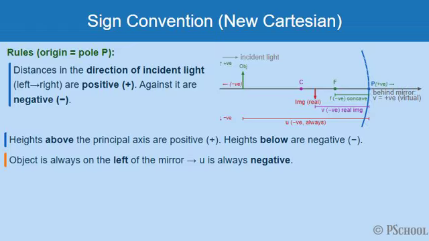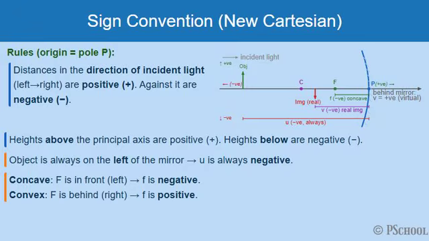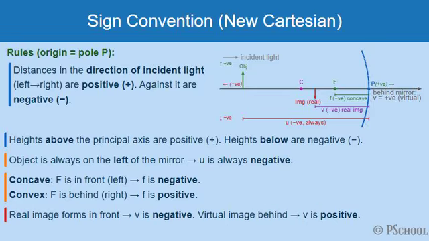So the object distance U is always negative. Concave mirror, the focus F is in front, to the left, so F is negative. Convex mirror, the focus F is behind, to the right, so F is positive, and R is also positive. Real images form in front of a mirror, V is negative. Virtual images form behind the mirror, V is positive.